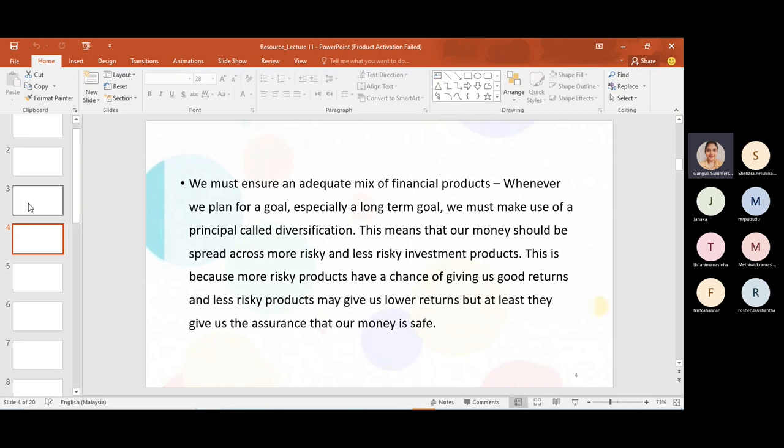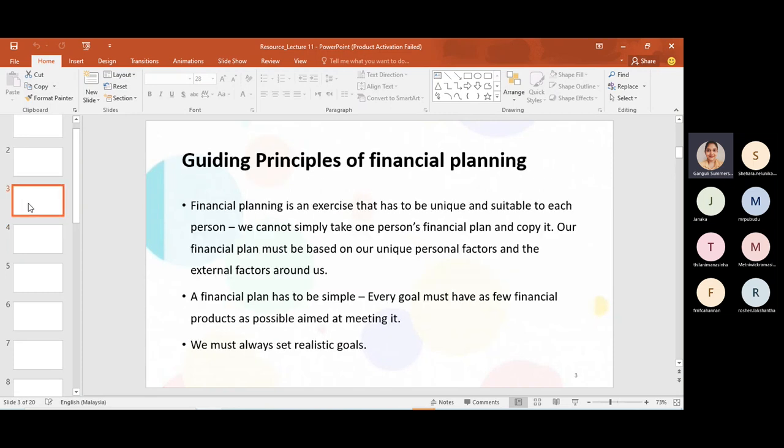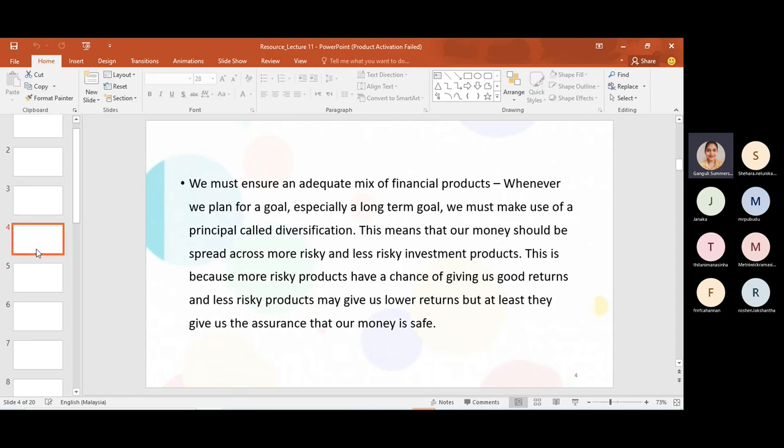Okay, so these are the guiding principles, or the main principles, of financial planning. Your financial planning should be unique and suitable to each person and to each company. The financial plan has to be simple, and you should always set realistic, achievable goals. And when investing money, you should follow diversification, which means you should invest both in more risky projects and less risky projects. So you will be able to get advantages from both, which is good for you. Okay, so these are the main principles of financial planning.